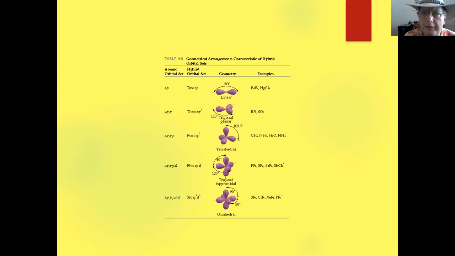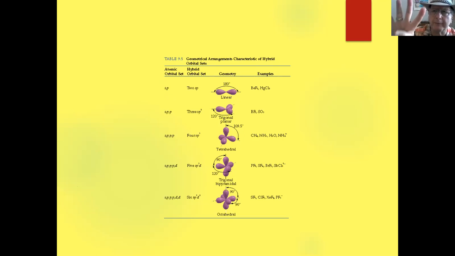All right, bottom line, the number of electron clouds will dictate the hybridization. If I have two electron clouds around my center atom, then my center atom has to be hybridized SP, and the shape is going to be linear. I have three electron clouds around my center atom. I need three orbitals, an S and two Ps. So the hybridization becomes SP2. Shape is trigonal planar.